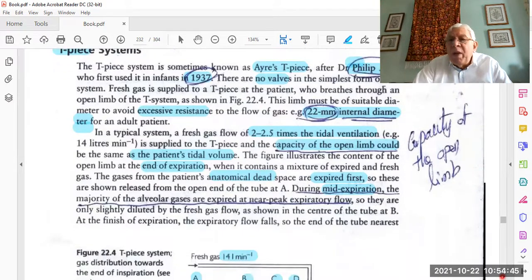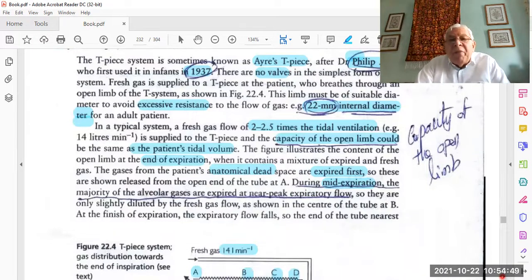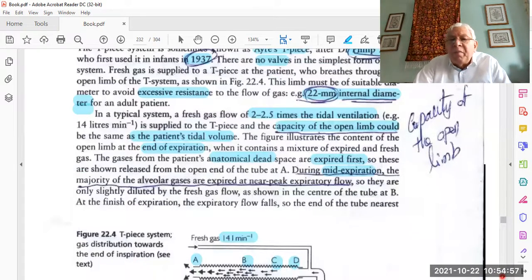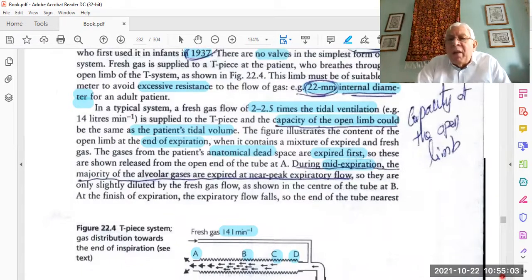The point is that whenever I use this system, I must use a fresh gas flow of around twice or two and a half times the normal tidal ventilation. And the capacity of the expiratory limb, as will be shown later on, must be around the same size as the tidal volume of the patient.